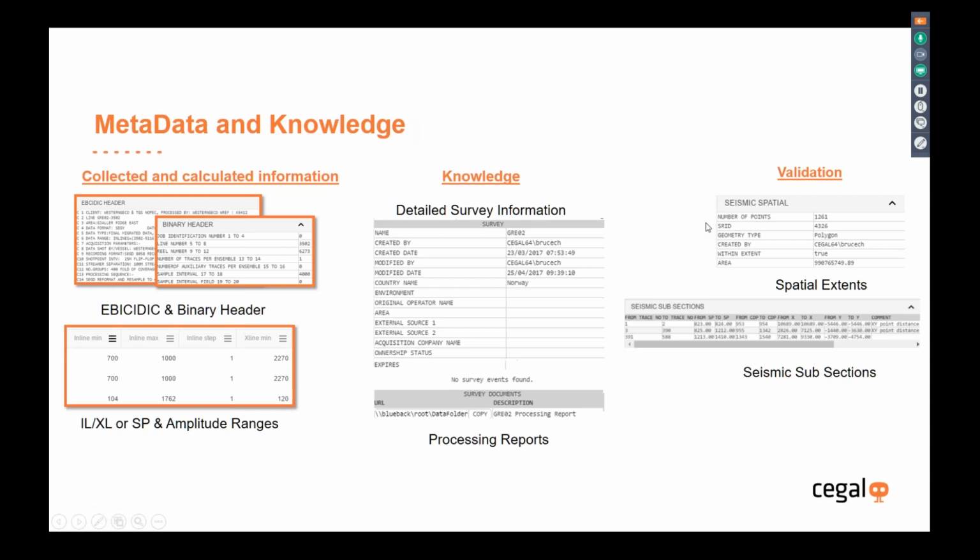There's also a few areas of data validation that the autoscanner will collect for you. This is, for example, the spatial information, which will validate the data within the coordinate system that you think it is, and also the seismic subsections, which will outline any breaks in your shot points of your 2D data.